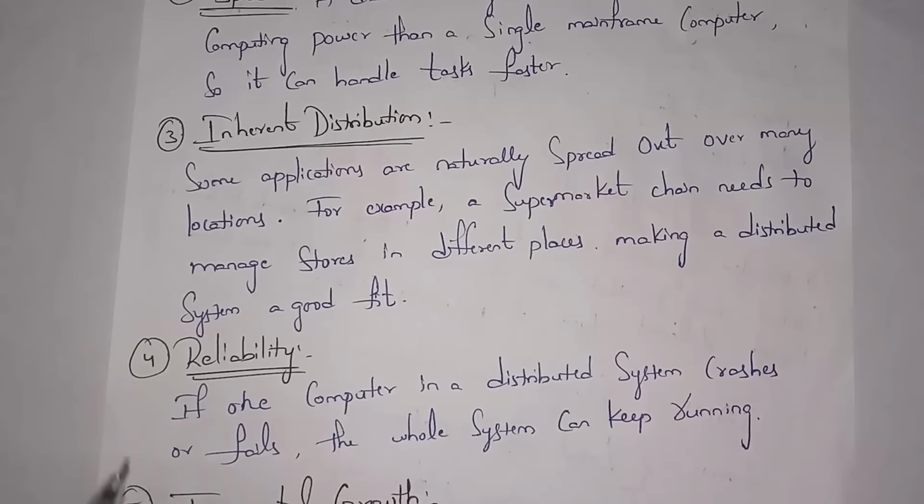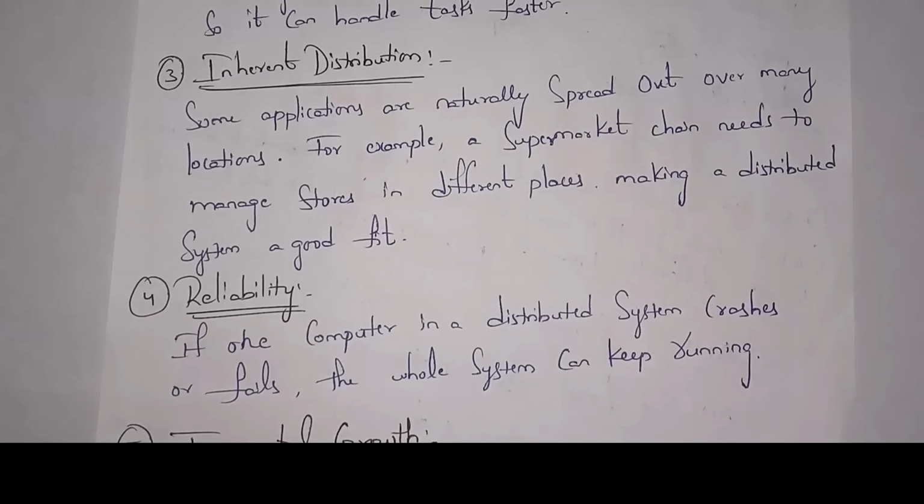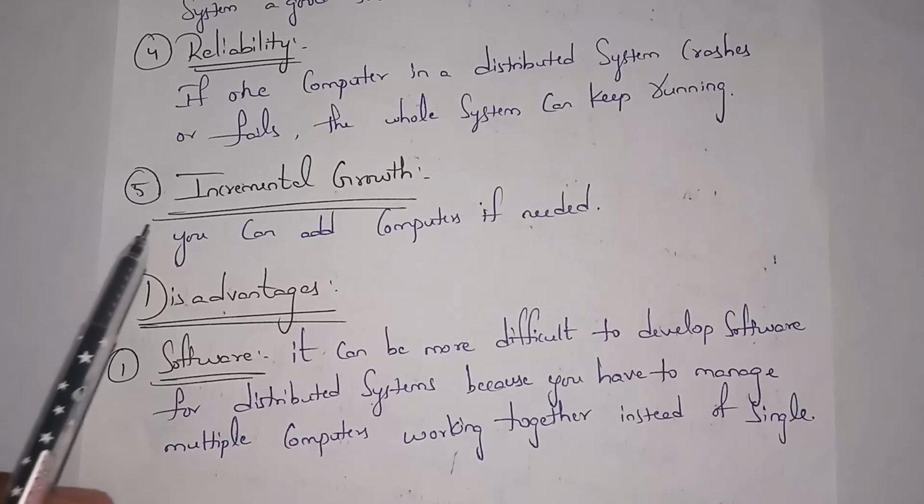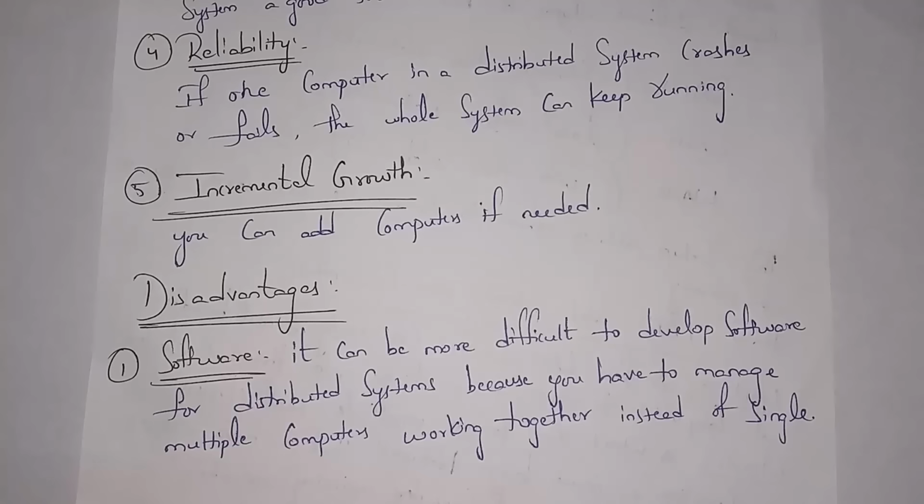And fourth one is reliability. In distributed systems, even if one computer fails, remaining computers will work, so we can complete task. And fifth one is incremental growth. Guys, for example, if there is any big task, then you can also add computers in order to perform those tasks. And these are disadvantages of distributed system over centralized systems.